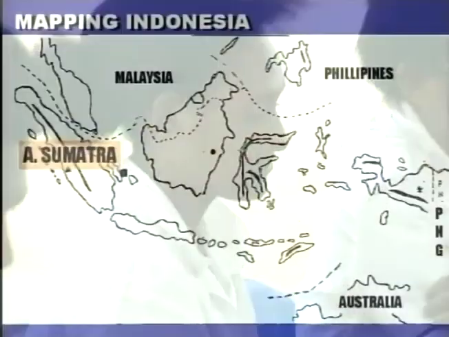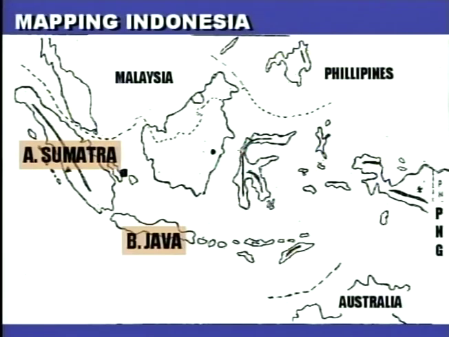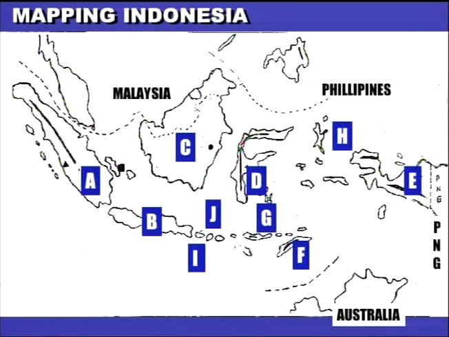Java, we're happy with the island of Java? Okay, good. Some of you are wondering about the spelling in the atlas. It's spelled J-A-W-A. It's referring to the same island, Java. We pronounce it and we spell it with a V-A. Some maps might have J-A-W-A. They're making reference to the same island. So B is Java. Let's look at Island C.